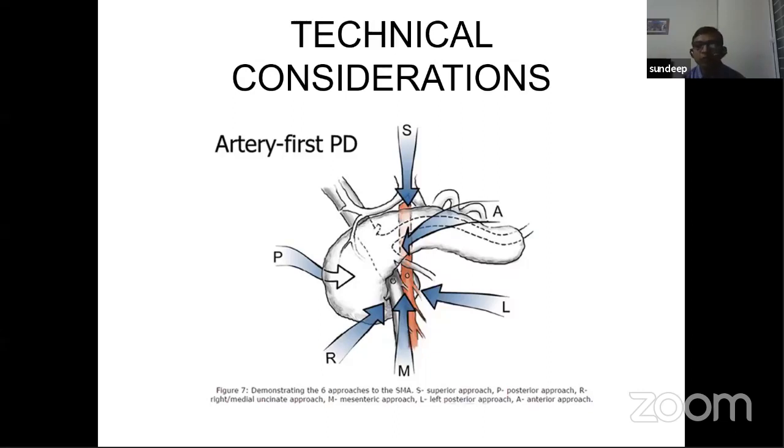We apply clamps only once everything is in your hand and is attached only to the vein. Rest everything is separate. You know what I mean? The whole of the specimen is only attached to the portal vein SMV complex, and rest everything is in your hand. Then only is the time to apply the clamp. So it really does not matter whether you are doing an artery first or a standard way of resection.